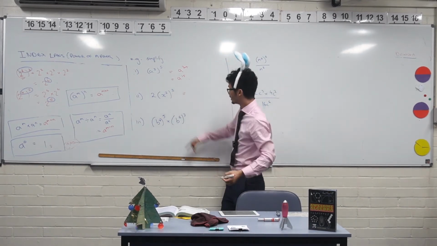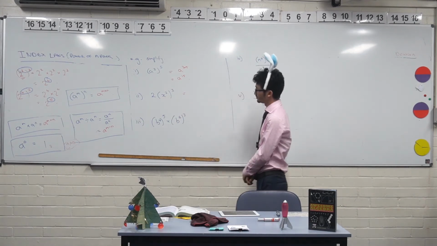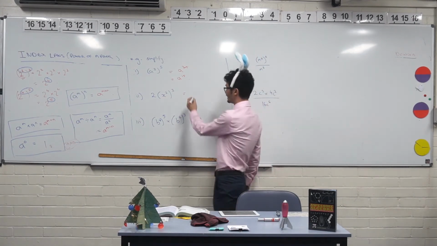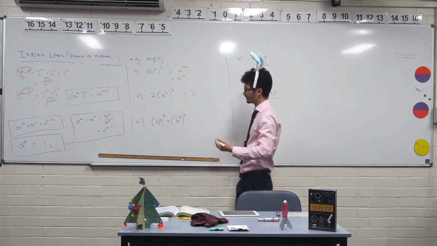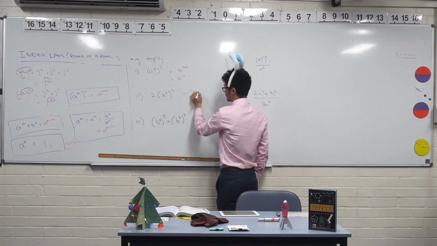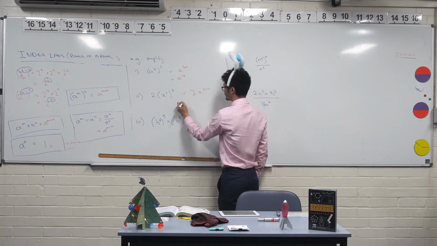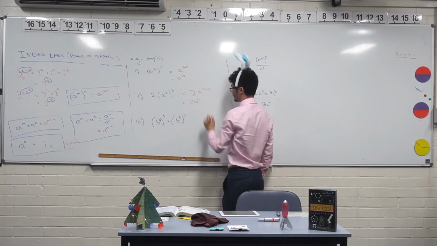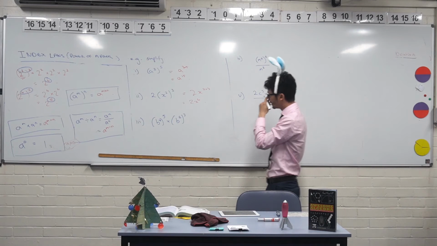Same thing here. Just be careful with these coefficients. Because that's actually outside the bracket, we leave it by itself. It's not being affected by this. But in this case, these two powers are being multiplied. So I've got 2 times 3, I've got 2x to the power 6. Okay? All right, let's try another one.